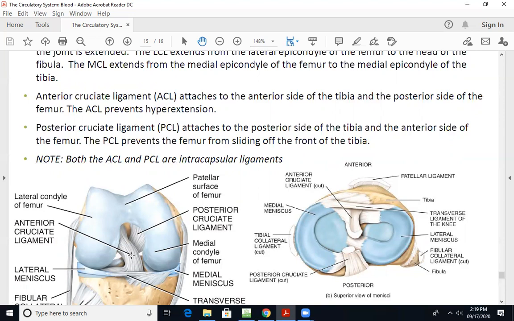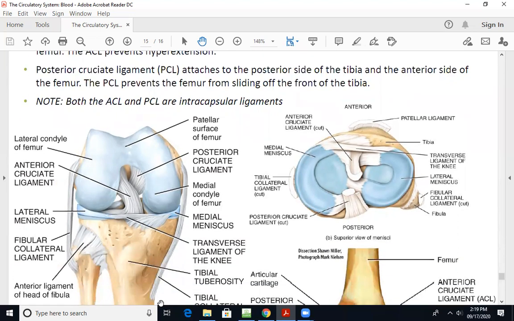Also, it's fairly common to accidentally twist the knee, like football players, basketball players, when they're making a cut, that can cause it to become damaged. PCL, a lot less known about just because it's not as commonly injured. Short for posterior cruciate ligament, it attaches to the backside or posterior side of the tibia. Then it comes forward and attaches to the anterior side of the femur. Its job is to prevent the femur from sliding off the front of the tibia.